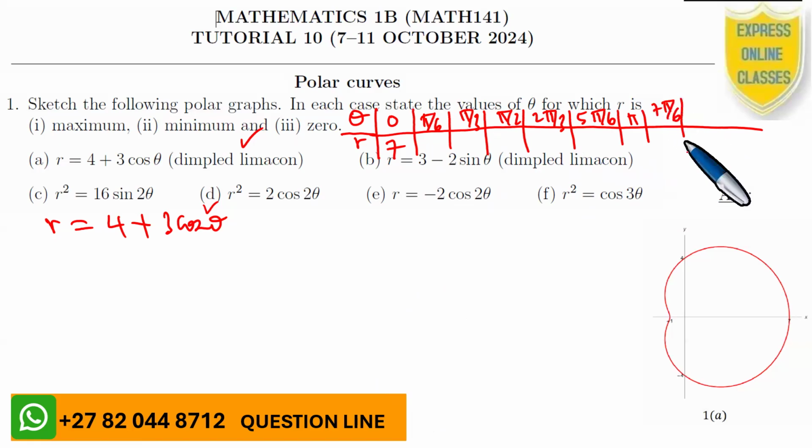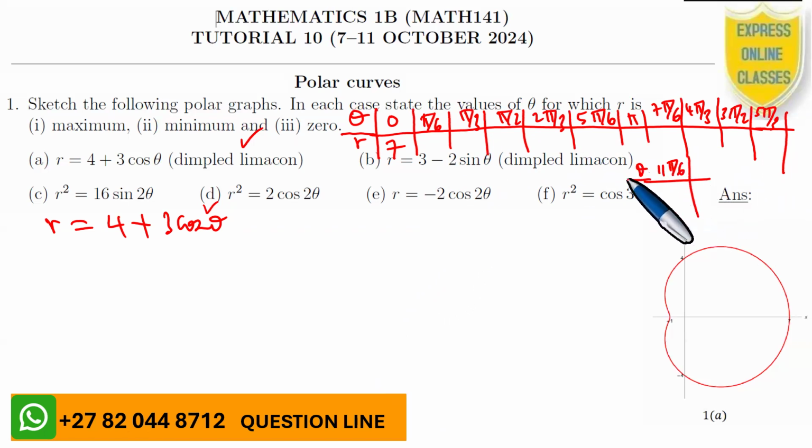7 pi over 6, 8 pi over 6, 9 pi over 6, 10 pi over 6, 11 pi over 6, 12 pi over 6. Like this. If you put pi here, cos of pi is minus 1. The 2 pi becomes exactly a 1, giving us 7.